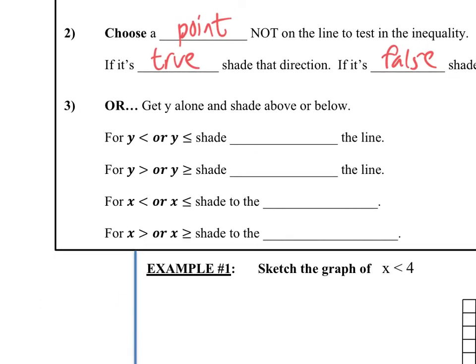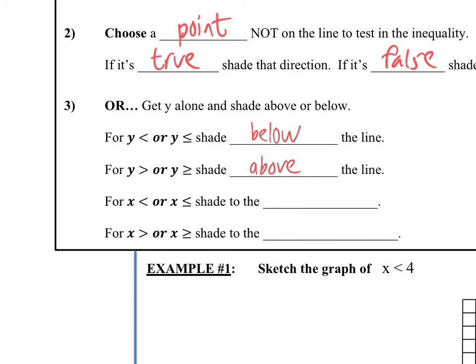So for number 3, we have this. It says get y alone and shade above or below. I think this method is a lot better. So if you solve for y and get y by itself, if we have y is less than or y is less than or equal to, we're going to shade below the line. And that makes sense because it's less than, it's going to be below, right? And likewise, in the opposite direction, if we have greater than or equal to, we're going to shade above the line, okay?